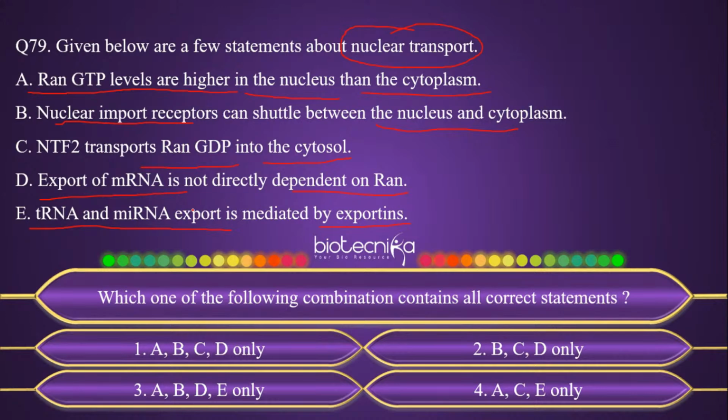So what will be the correct combination of statements here? So you have idea about RAN GTPs, where they will be present. You have the idea about your nuclear import receptors. Then NTF2, nuclear transport factors. What are the exportins that are present for tRNA, microRNA? Yes? Any idea?